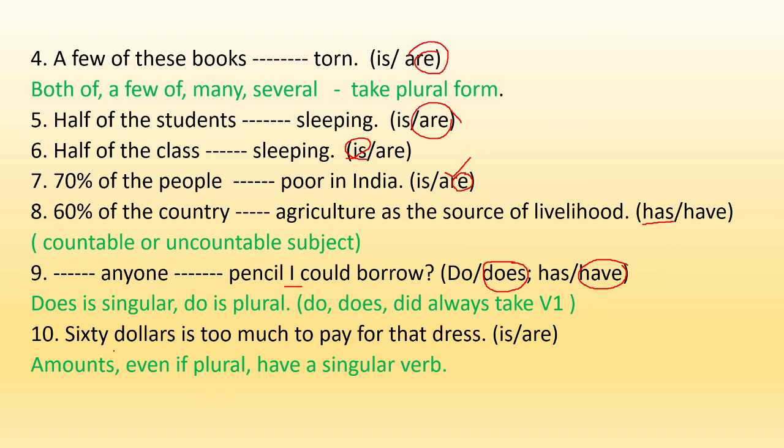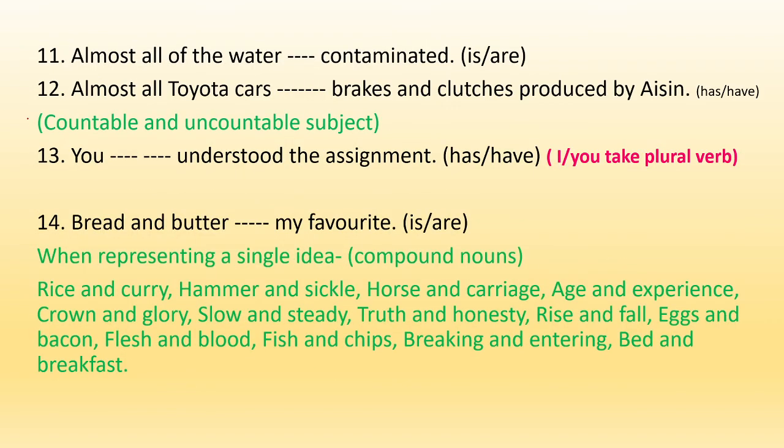Now next, $60 is too much to pay for that dress. So $60 amounts, even if plural, are taken as singular. So $60, or suppose it is 7 kilometers, they are taken as singular. Now almost all of the water dash contaminated. Here with water you have to see whether it is countable or uncountable. Water is uncountable. So we will have is.